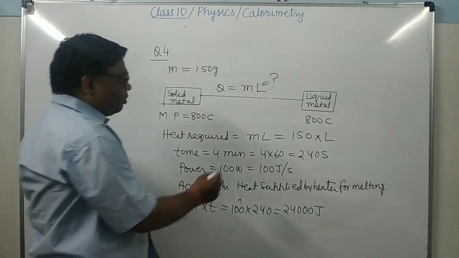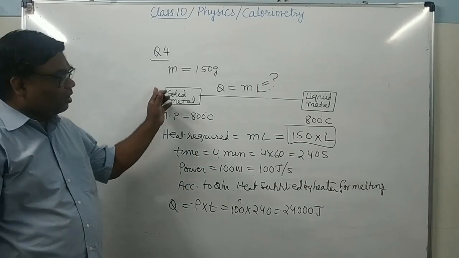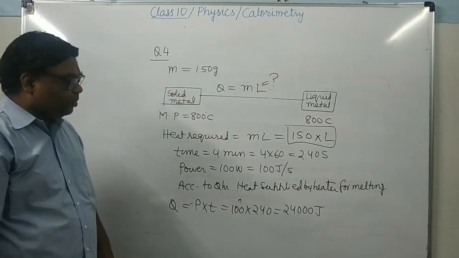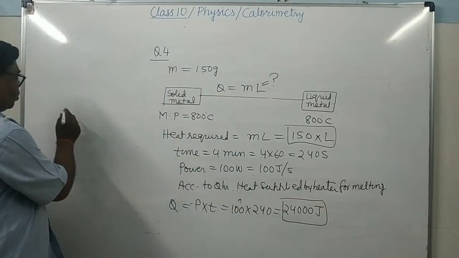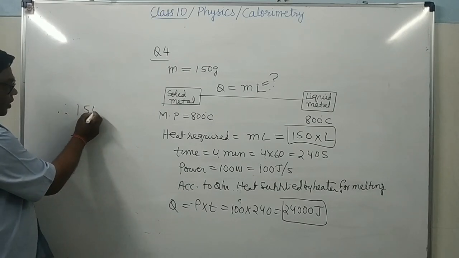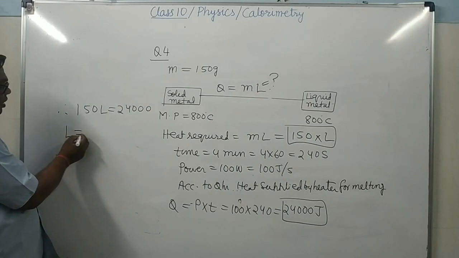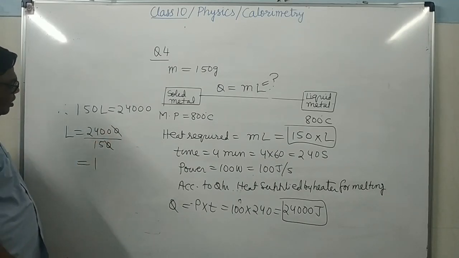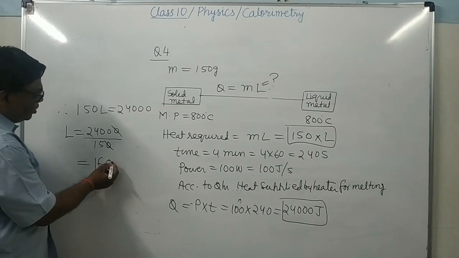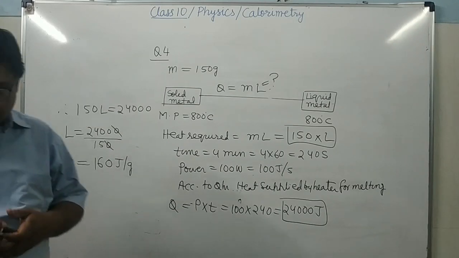But these two things will be equal because from your data, from your logic, the heat required will be this, and from the question, heat supplied is this. So according to the question, 150 L equals 24,000. So what is L? It comes to 160. This is joule per gram. This is the latent heat.